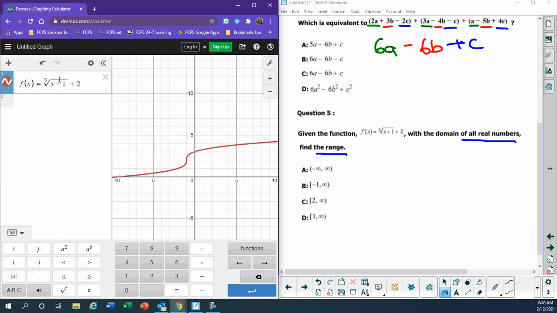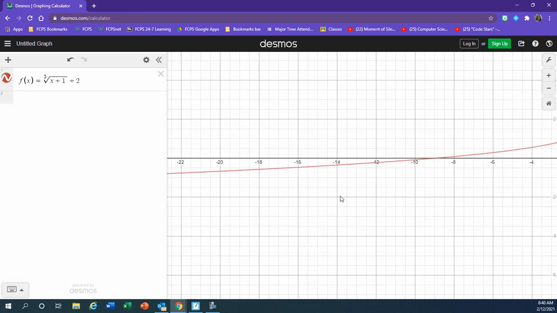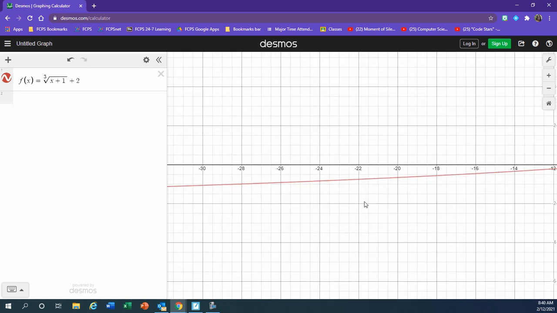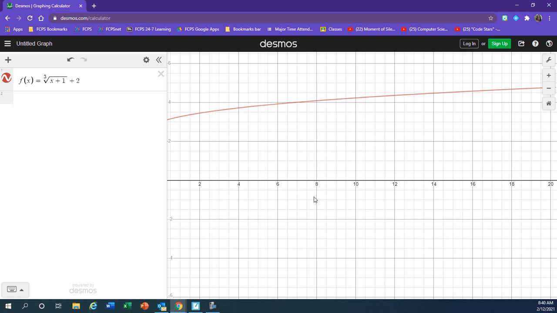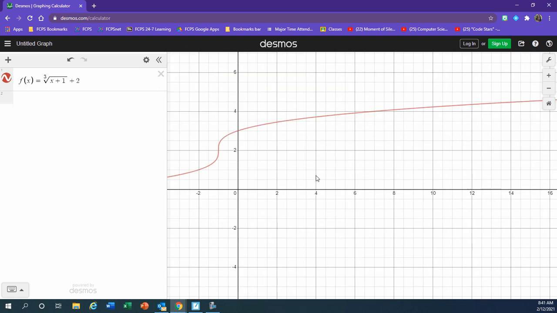All right, so this is the graph. I'm going to make it a little bit bigger so that you guys can see. The domain is all real numbers, but the range is what? It looks like it's going this way, and it's going up.